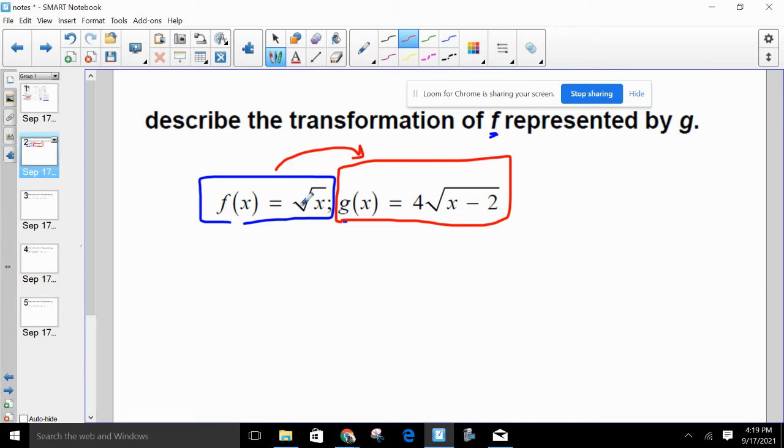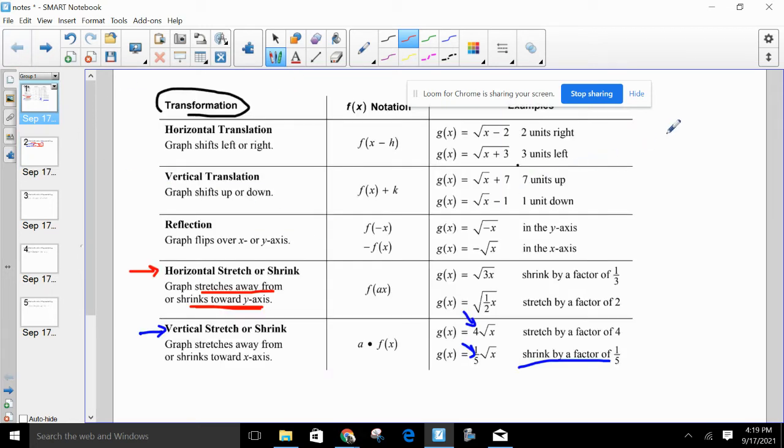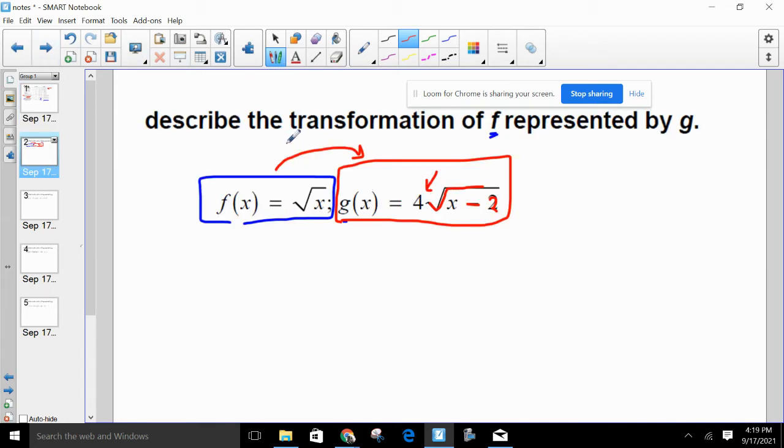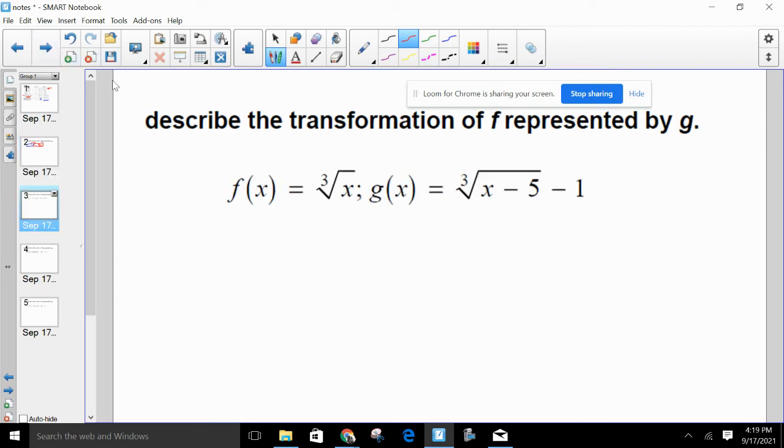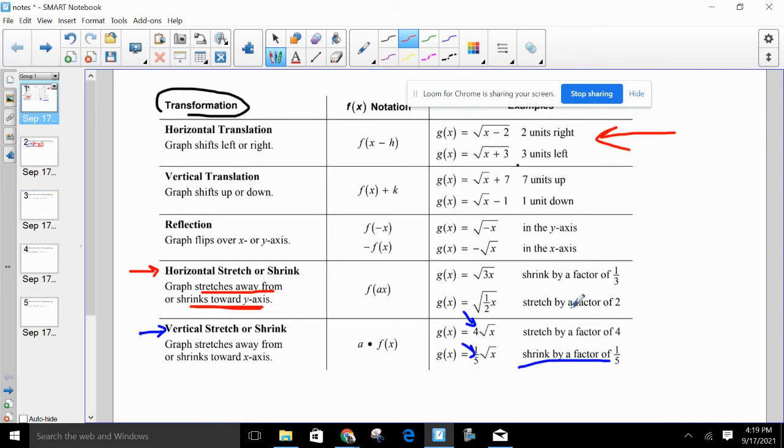So I see, look at the parent function, just square root of x. There's a number multiplied outside the square root symbol, and there's a number subtracted inside the square root symbol. So that looks like we're dealing with a horizontal translation of sorts, and there's a number outside the square root being multiplied, so that's going to be this case here. So we're dealing with a vertical stretch or shrink and a horizontal translation.